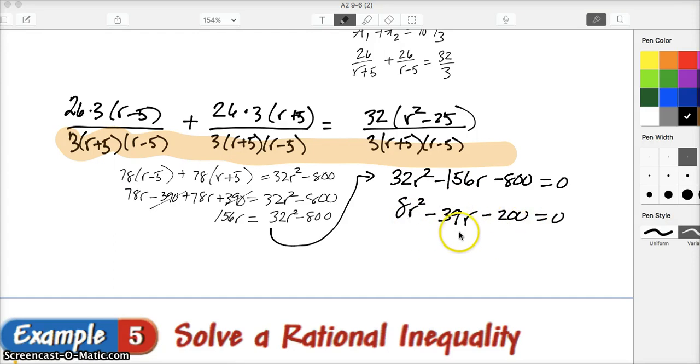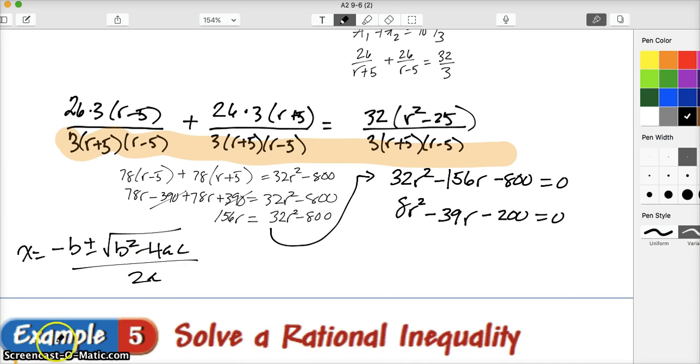So how do we solve this? I'm not seeing a good way to factor this, guys. I think we have to pull out the quadratic formula. And so the quadratic formula, if you remember, is x is equal to the opposite of b plus or minus the square root of b squared minus 4ac, all of that over 2a. We have it in the right form. Let's go ahead and apply.